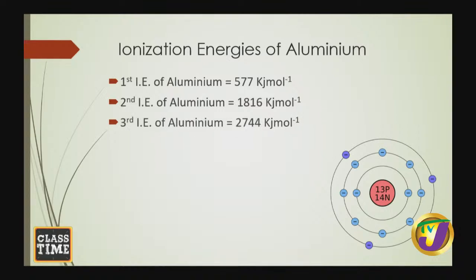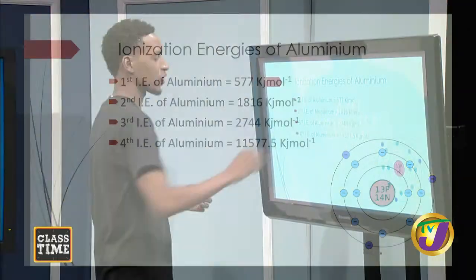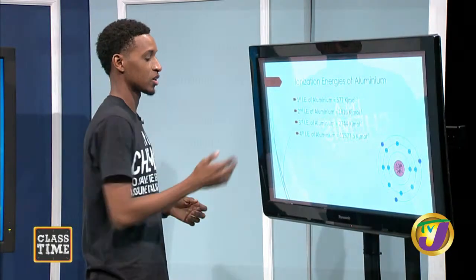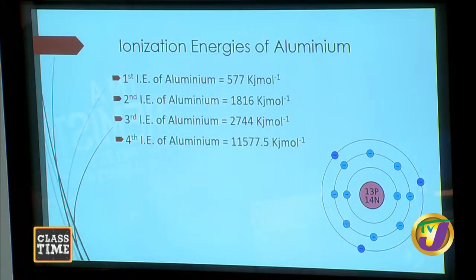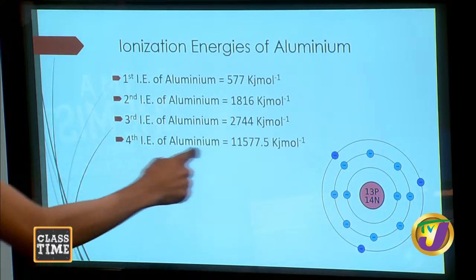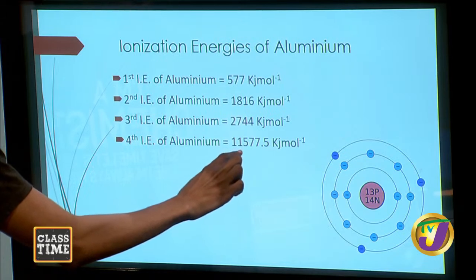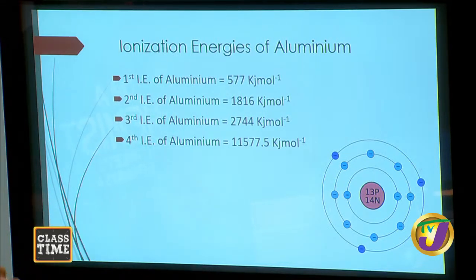So, with aluminum, the first ionization energy is 577 kilojoules per mole. The second ionization energy is 1,816. The third is 2,744. And the fourth is 11,577.5. Now, let me first comment on the steady increase of ionization energy.